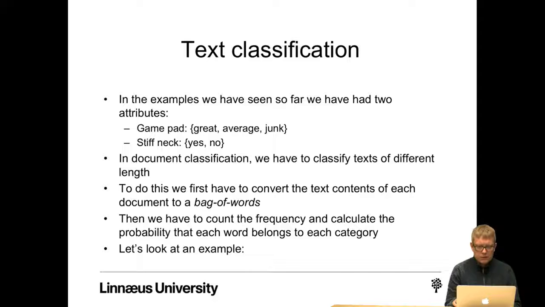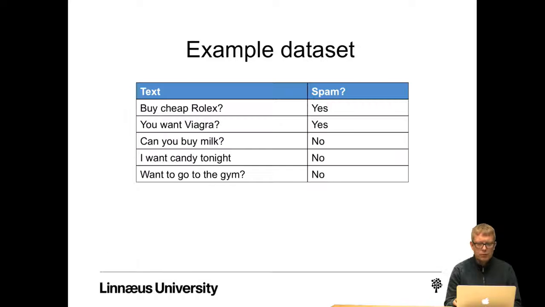So let's look at a simple example of spam filtering. We have 5 short sentences: buy cheap Rolex, that is a spam. You want Viagra, that's also spam. Can you buy milk? Not spam. I want candy tonight, not spam. Want to go to the gym? Not spam. So a very small and simple data set.